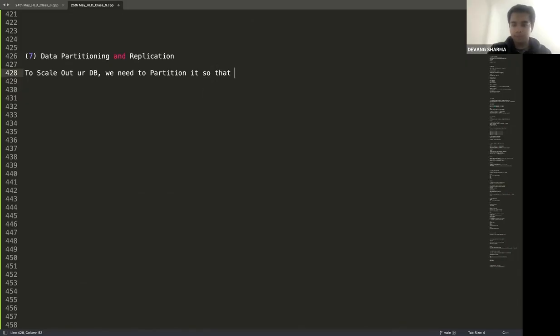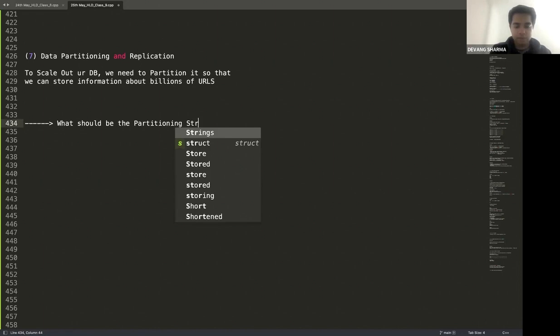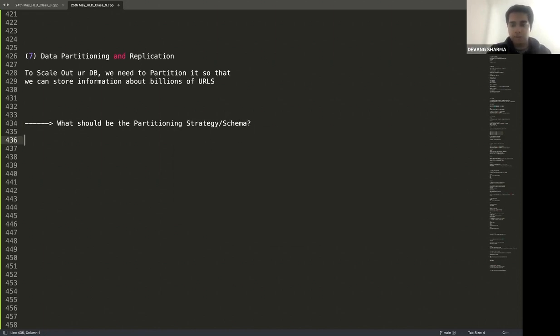so that we can store information about billions of URLs. Then the question would come, what should be the partitioning schema? Partitioning strategy slash schema. Remember we talked about multiple strategies, range-based partitioning, hash-based partitioning, etc.